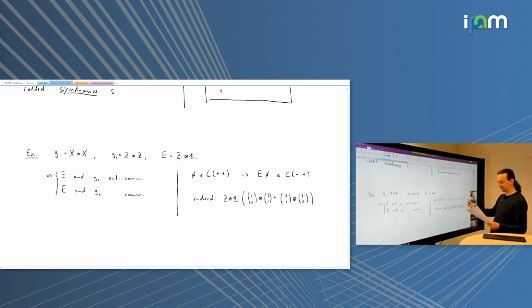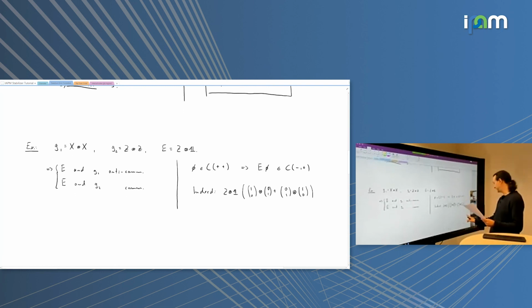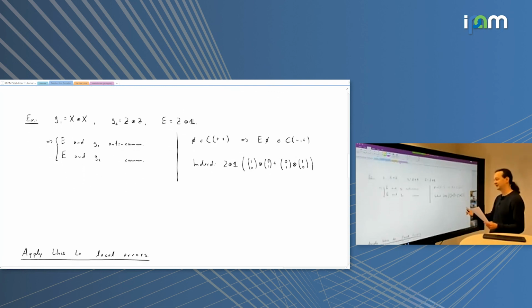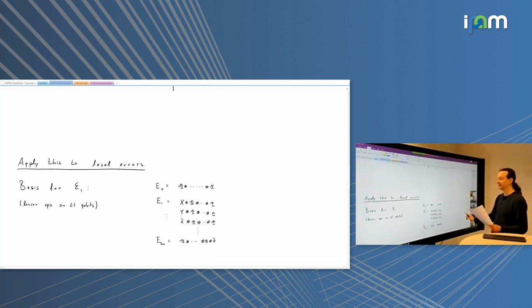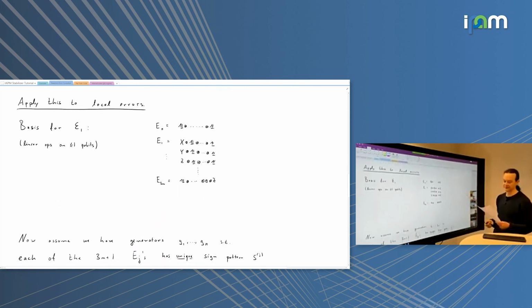Right, now I have an example and I have the conclusion and I have 6 minutes. So I will skip the example, which is anyway a bit easy to do. And now I will come to actually construct quantum error correction codes.